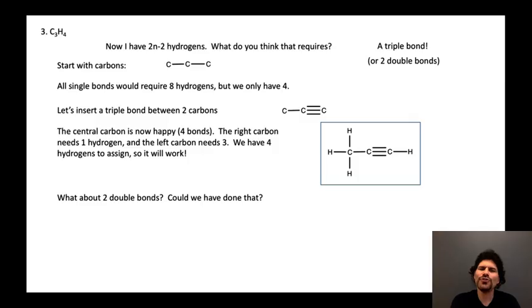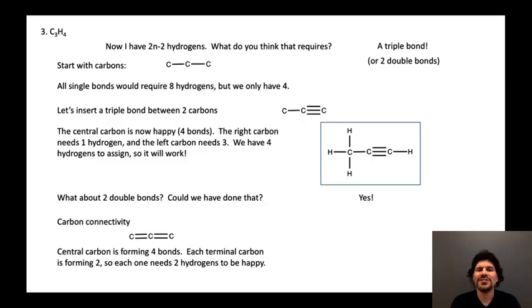Now, what about that 2 double bonds in parentheses? Could we have done that? Yes. In this case, the carbon connectivity will have a double bond between each pair of carbons. So the second central carbon is actually participating in 2 double bonds. The central carbon is forming 4 bonds, so 2 bonds to each of the 2 terminal carbons, and then each terminal carbon is forming 2 bonds to the central carbon.